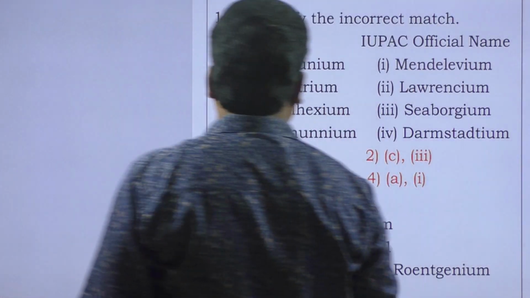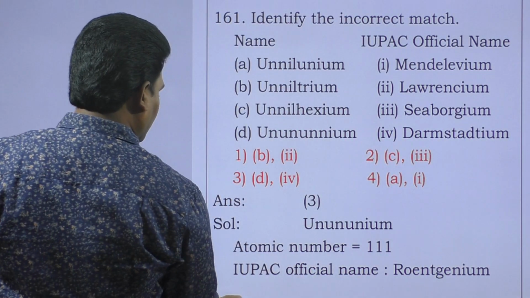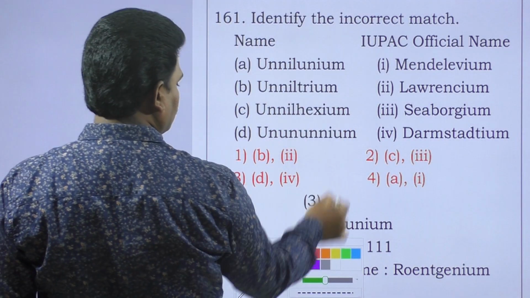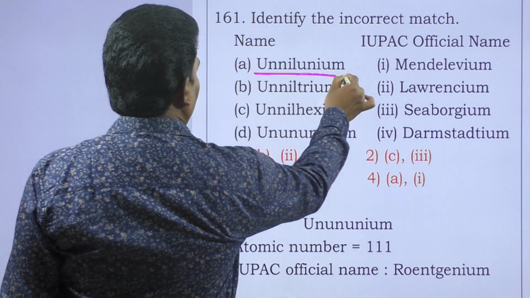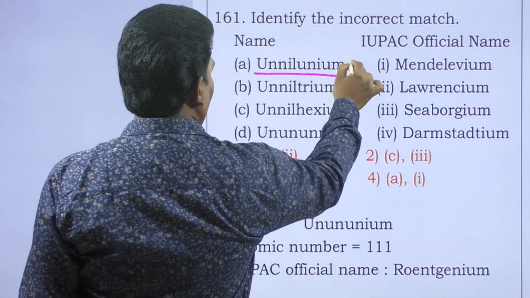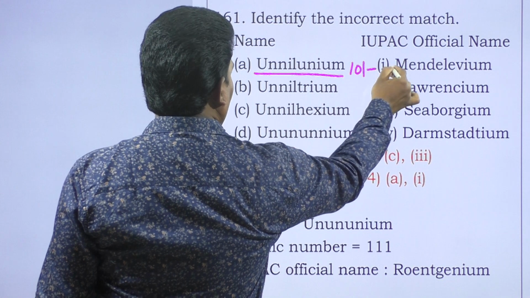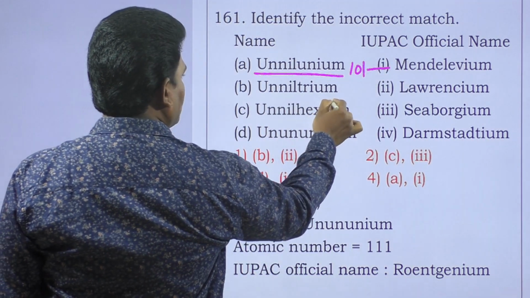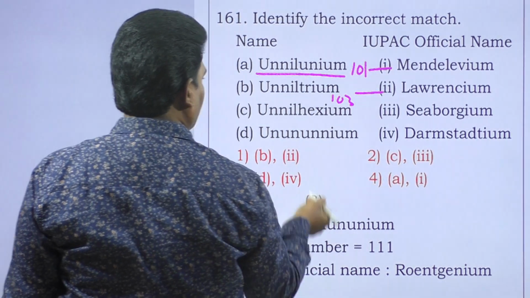Identify the correct match. Here, Unnilunium means 101, Mendelevium is correct. Unniltrium means 103, it is Lawrencium, correct.